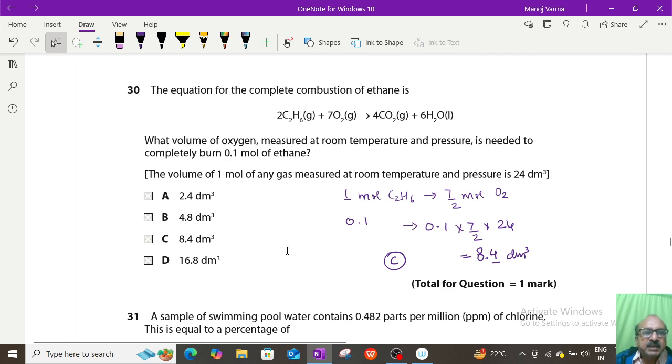So hope you understood these 10 questions which I have solved, and if you solve these and try to understand these steps, you will get more confidence to solve these types of questions in your exam.